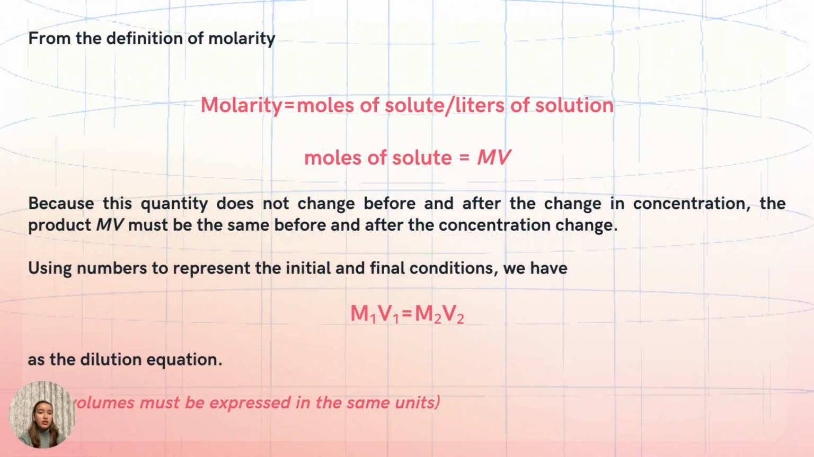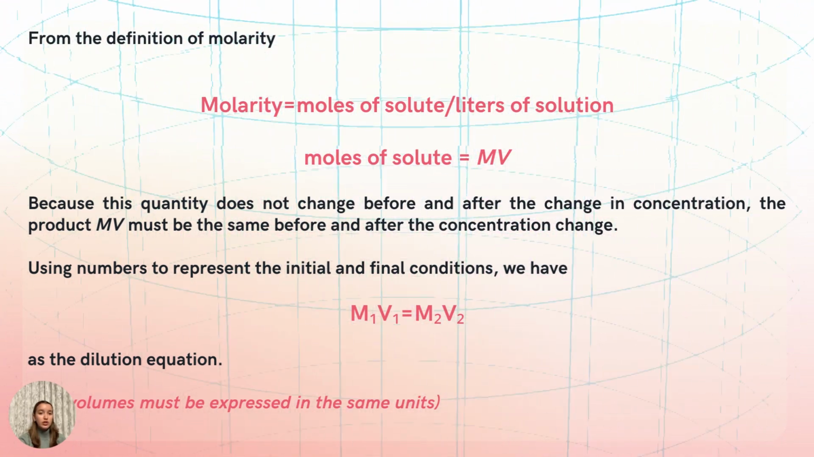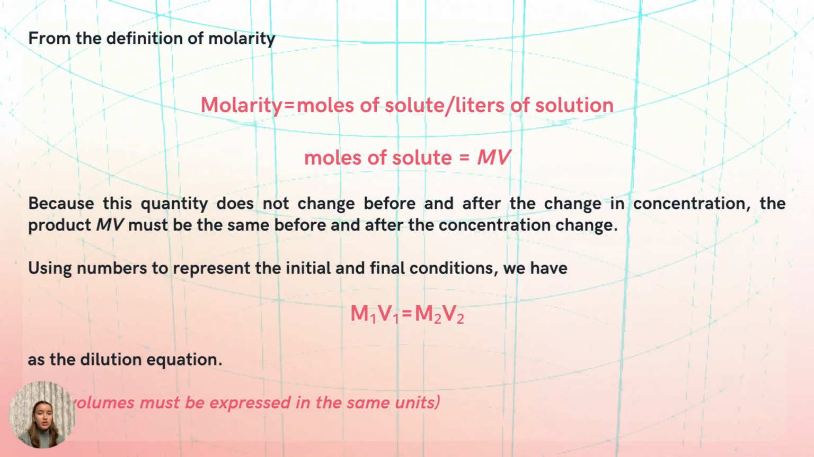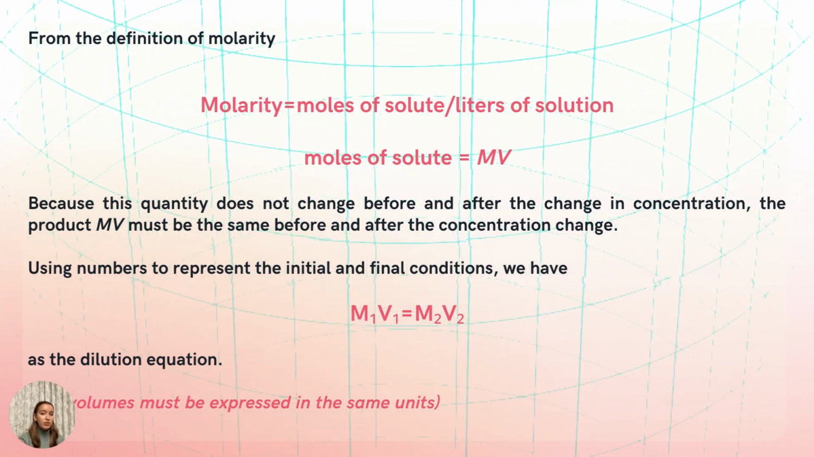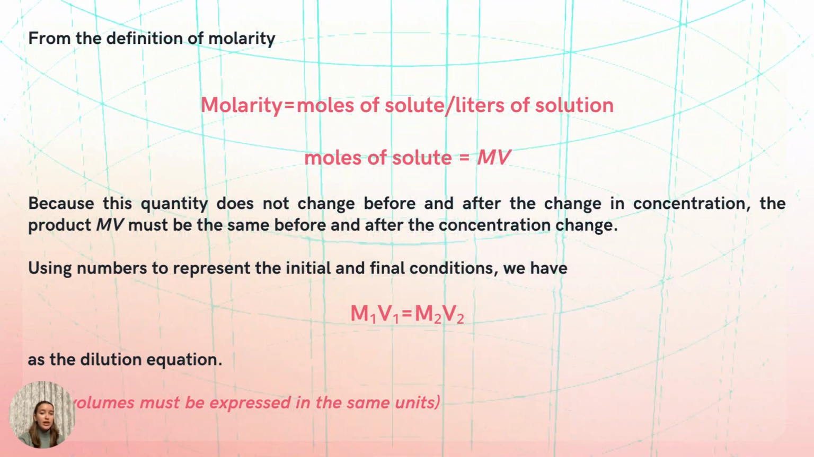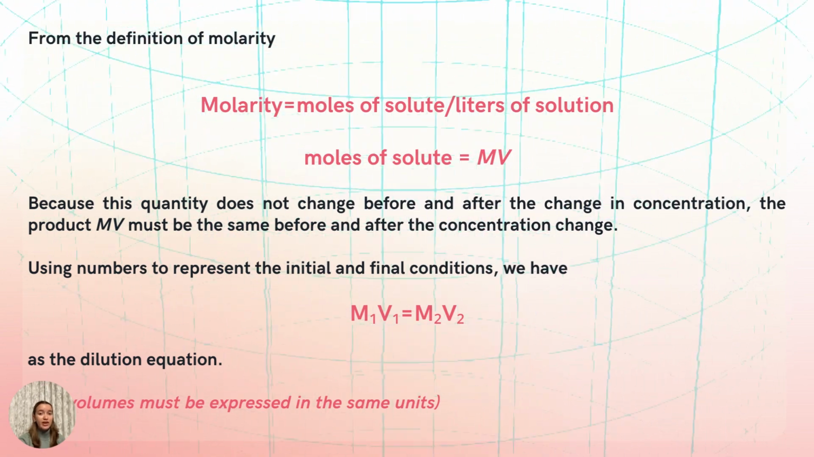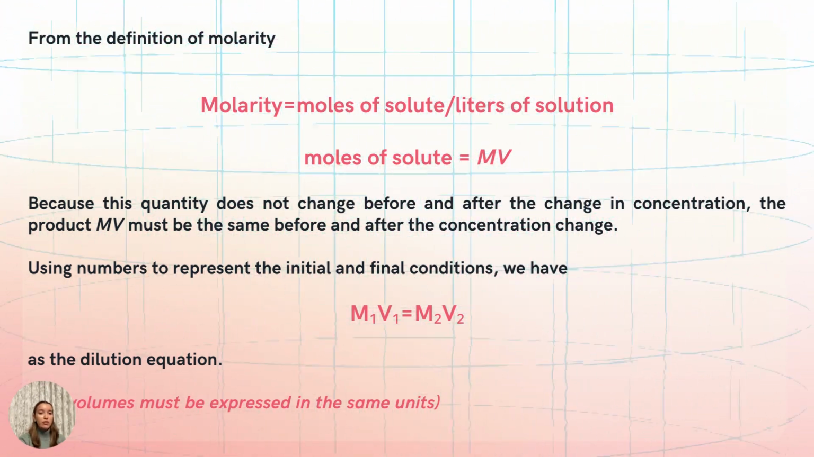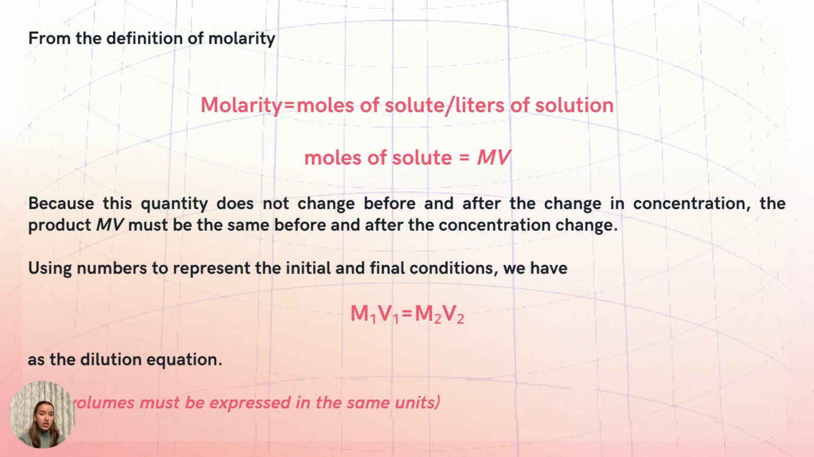Now, from the definition of molarity, we know that molarity is the number of moles of solute over liters of solution. So moles of solute is going to be molarity times the liters of solution, which we write as volume. So moles of solute equals M times V. Now this quantity does not change before and after the change in concentration, meaning that we have to have the product MV being the same before and after the concentration change.